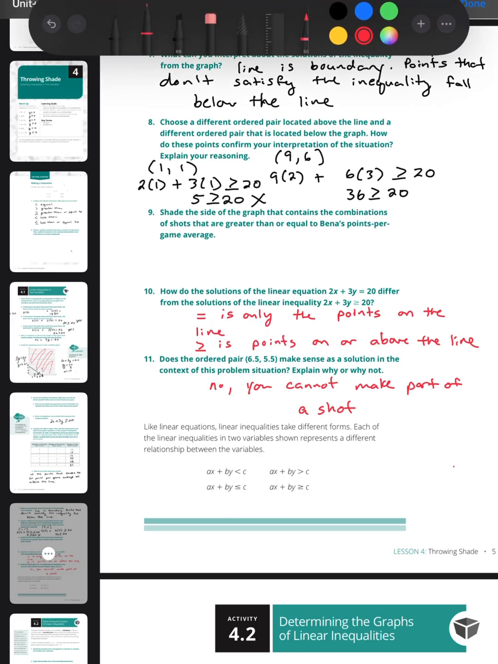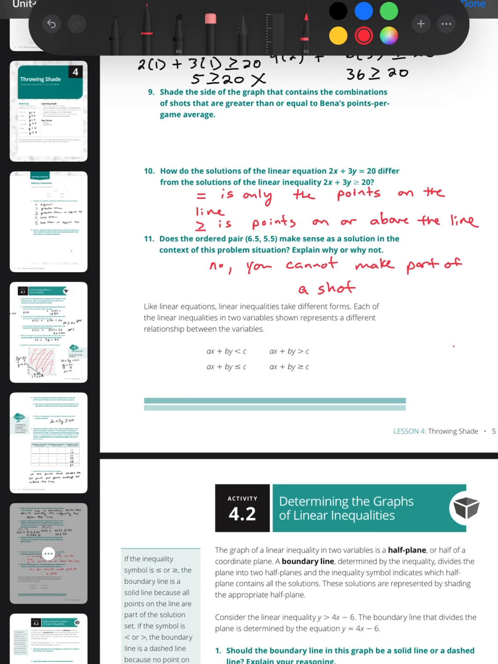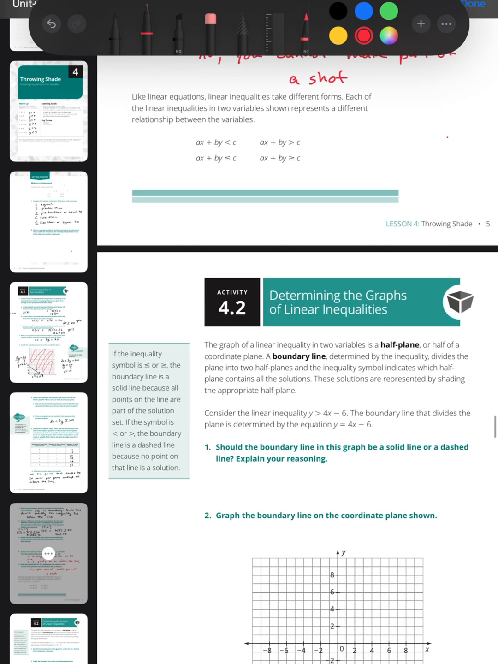So linear inequalities can take different forms. Each of the linear inequalities in two variables shown represents a different relationship between the variables. This is showing the four different inequality signs we could have: a less than sign, less than or equal to, a greater than sign, or a greater than or equal to sign.